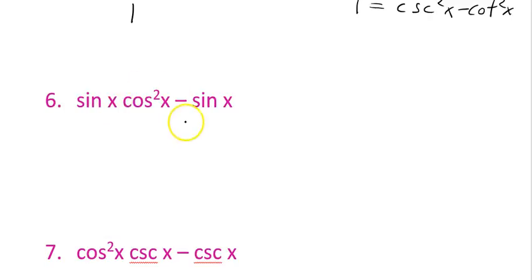Okay, so for number 6, we are looking at using algebra, and in fact, it has a GCF. So I want to factor a sine out. That would leave me with cosine squared minus 1. Now when you look at the problem, you see cosine squared minus 1, and you should recognize that as a version of your Pythagorean identity. So what can I replace cosine squared minus 1 with?